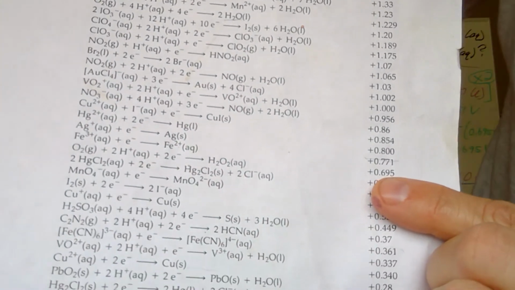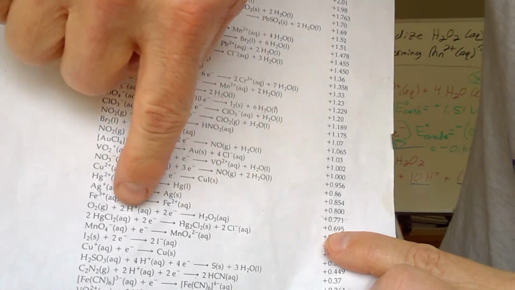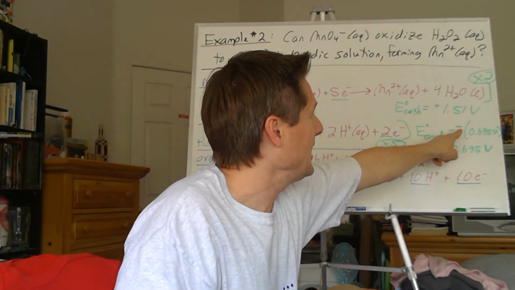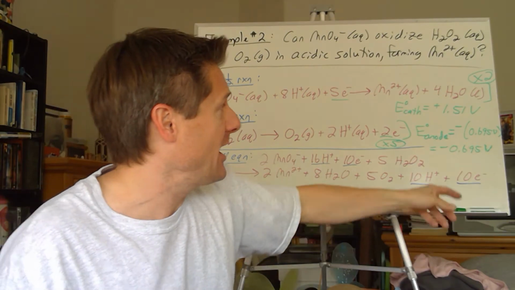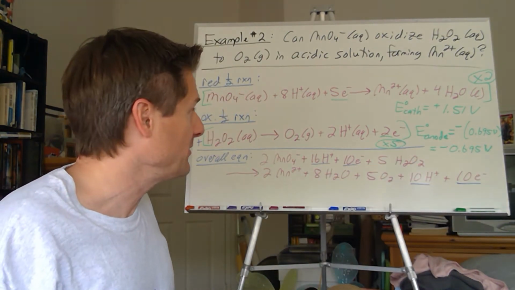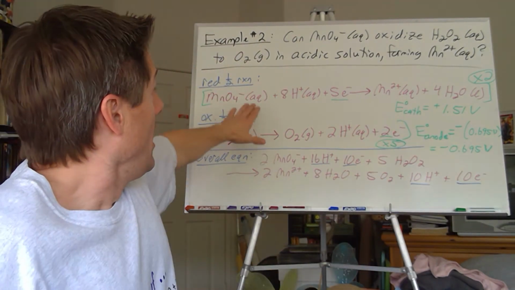Okay, do you see the 0.695 there? As an anode, if we reverse it, it's going to be negative 0.695. So I put the negative in front of the 0.695. So as an anode, as an oxidation half reaction, this is negative 0.695 volts, right? Because we got it flipped. So then we just add those together. Haven't got to that yet.